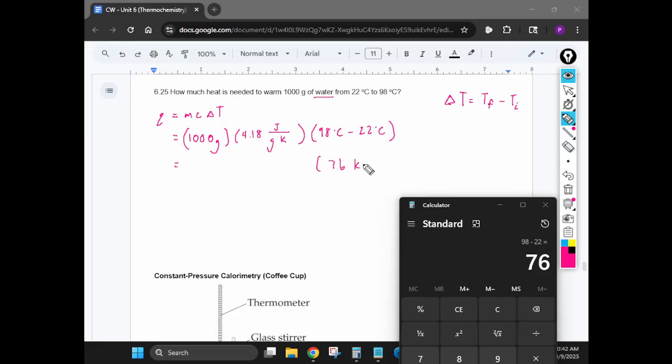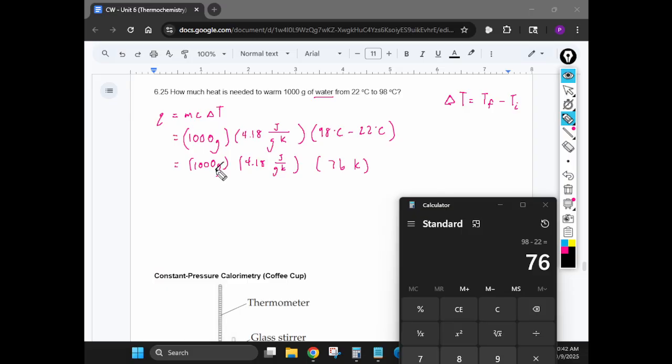Okay, and I'm going to change this to Kelvin now because that way we can cancel out our units, but it's just change. So Celsius and Kelvin are interchangeable when it comes to change. And then you have your 1,000 grams still, 4.18 joules per gram Kelvin. All right, let's start canceling our units of measurement before we do all of our math.